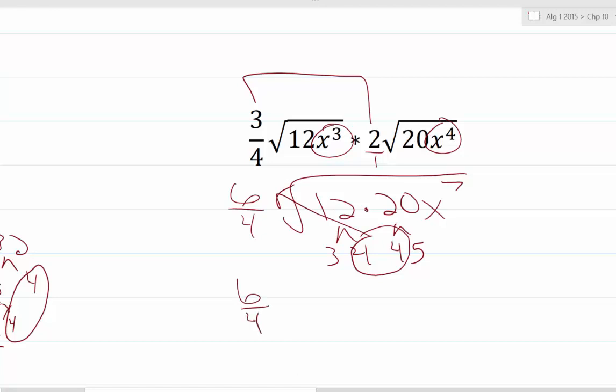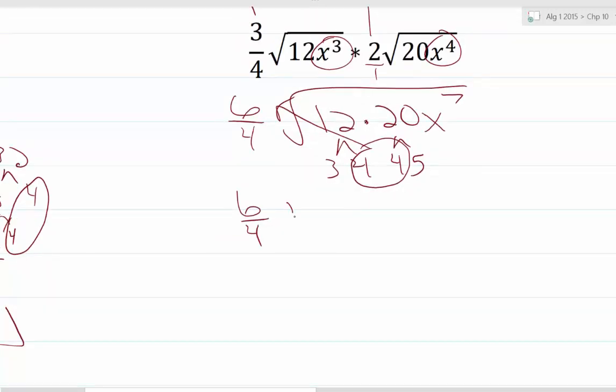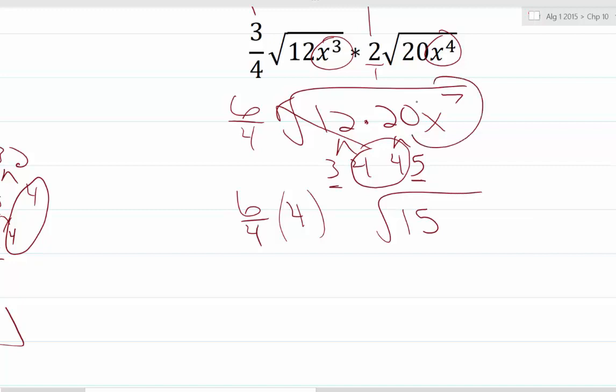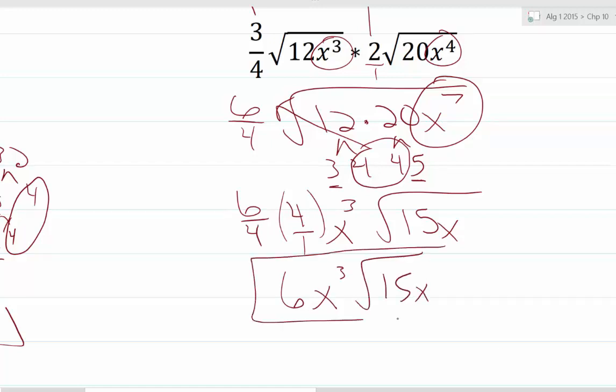So I have 6 times 4, or 6 fourths times 4. We got 15 left over, right? 3 and 5. We have x to the 7th, so I have 7 of them. We're going to make 3 pairs with 1 left over. Then we just want to clean this thing up. So I get 24 over 4, which is just 6. So 6x cubed, square root 15x is our simplified version of our radical.